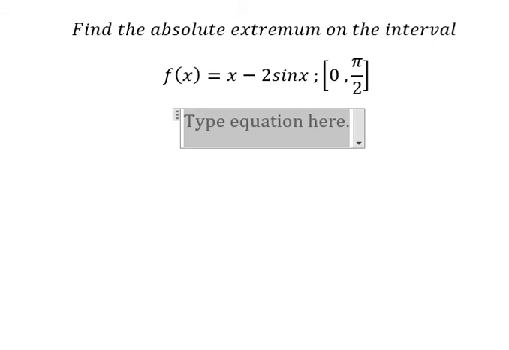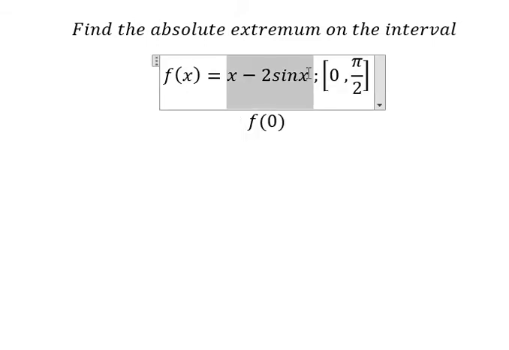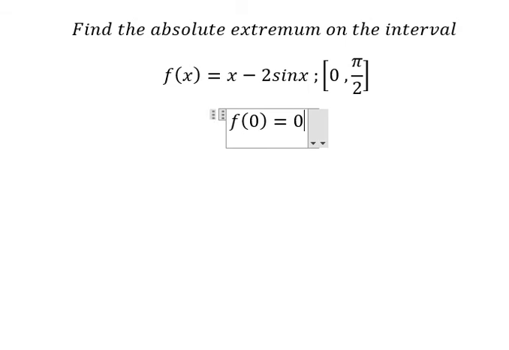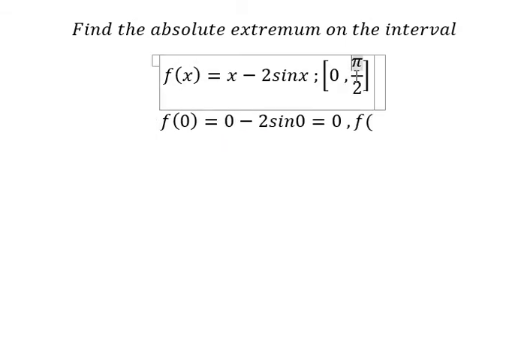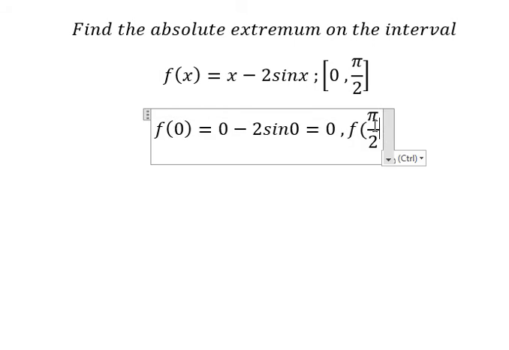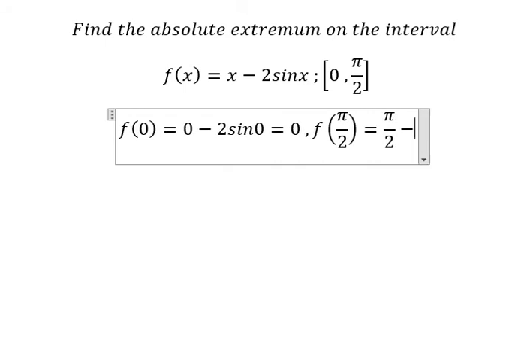The first thing, we put number 0 inside the function in here. And the second one, f of b over 2. So we put b over 2 in here, and we have b over 2 minus number 2.